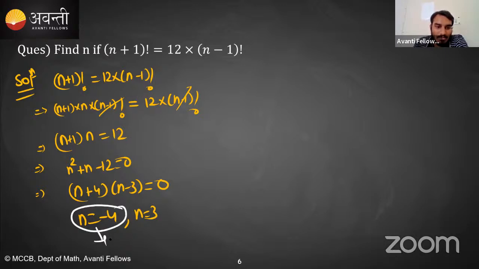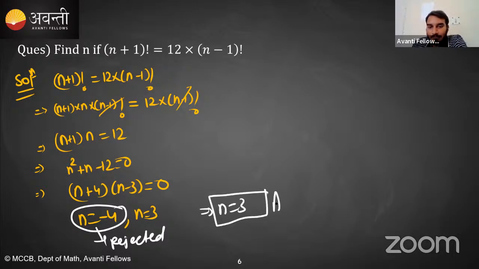Yes or no? This will get rejected. Why? Because if you put n minus 4 in your original question, it will create minus 3 factorial and minus 5 factorial. And a negative number's factorial does not exist. So it means n will not be minus 4. So it implies n is equal to 3 is the answer.